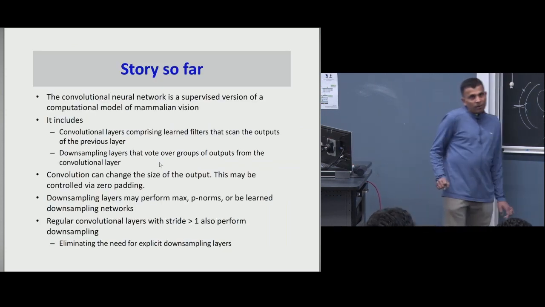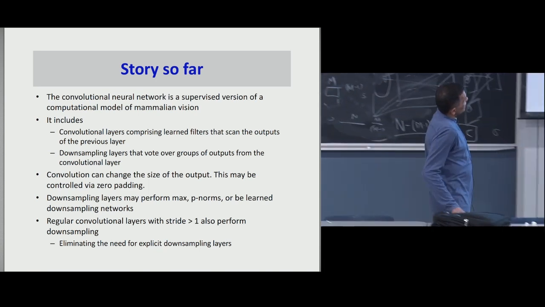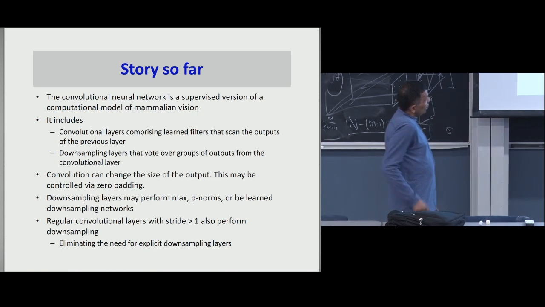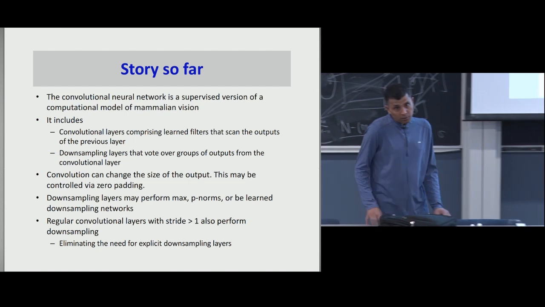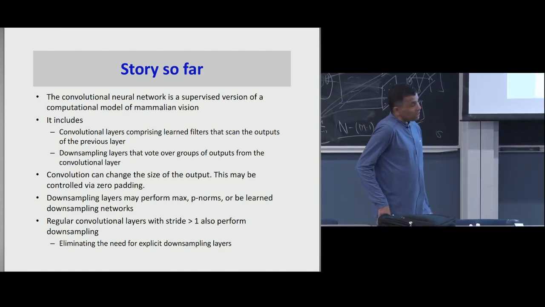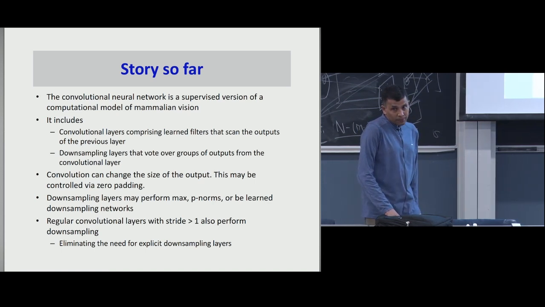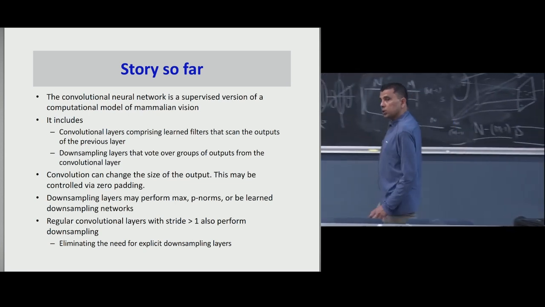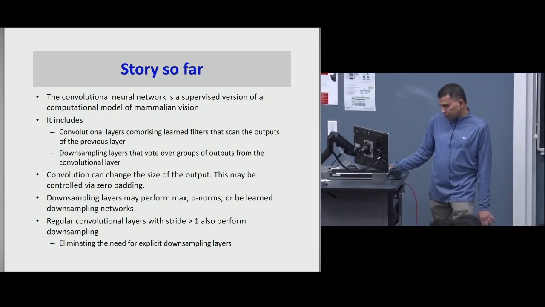So here's the story so far. The convolutional neural network is a supervised version of a computational model of the mammalian brain. It includes conv layers and downsampling layers. Convolution can change the size of the output even for a stride of 1. This can be controlled by zero padding. Downsampling layers may perform maxes, p-norms, or be learned downsampling networks. Regular convolutions with a stride greater than 1 also result in a shrinking of the output and effectively perform downsampling.